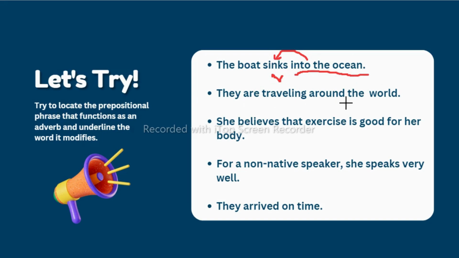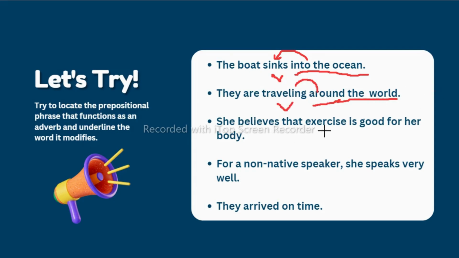They are traveling around the world. Around is a preposition. The world is the object. Around the world, both together, is a prepositional phrase. This prepositional phrase is talking about traveling. Around the world what? Traveling. So it is a verb. So that's why it's an adverbial prepositional phrase.